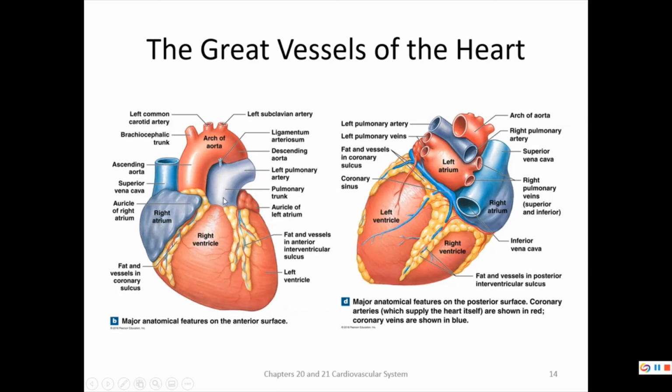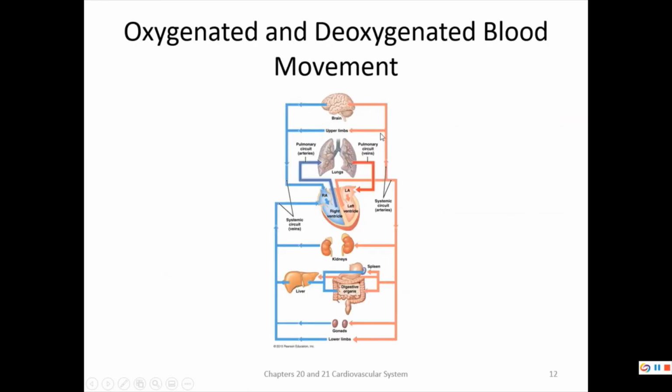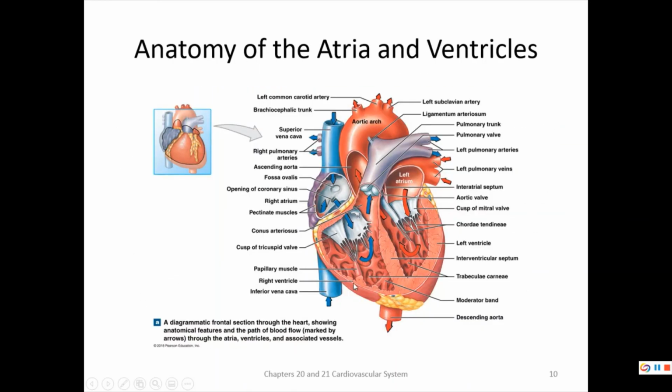You could see pulmonary trunk, pulmonary arteries, the two pulmonary veins attached to the left atrium here. And you can see all those great vessels. And if you look at this diagram, you can see all the internal structures we talked about.